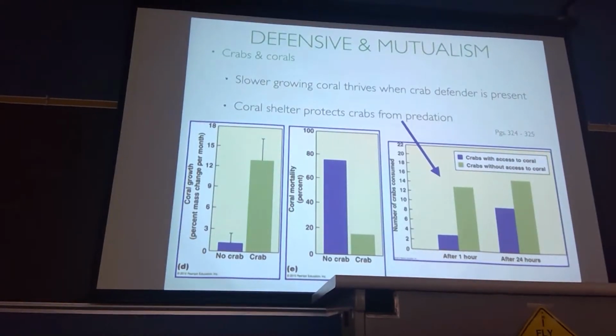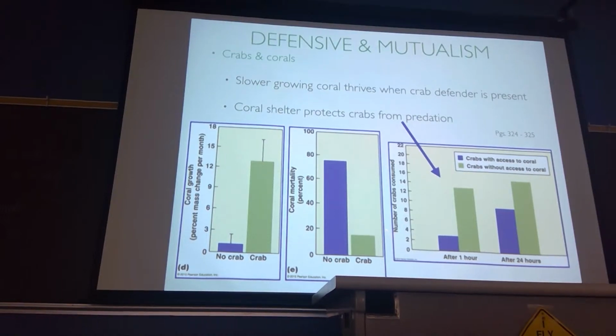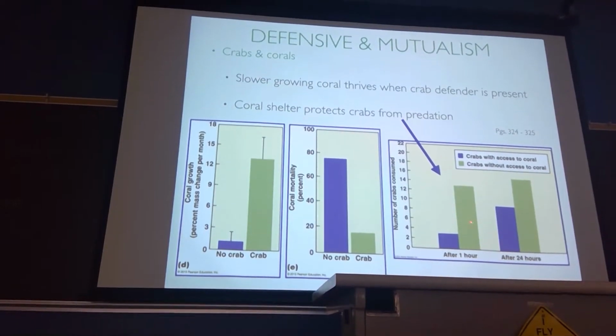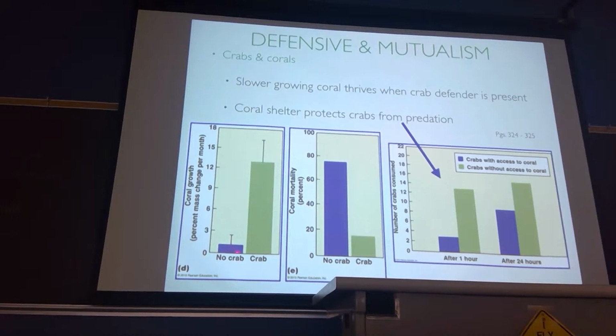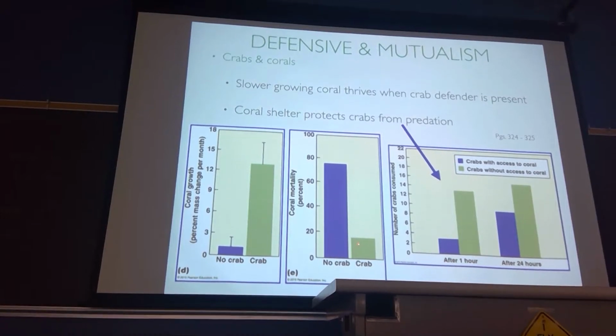Okay. They found that the coral thrives when the crabs are present, and the coral then also provides shelter to the crabs from predation. So coral growth is over here. When the crab was not there, they hardly grew at all. They grew a lot better when the crab was present. Coral mortality was much higher when they didn't have a cleaner crab, much lower when the crab could help them out with the algae load.